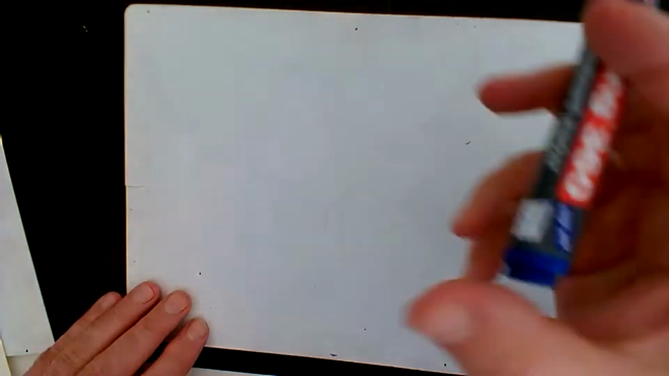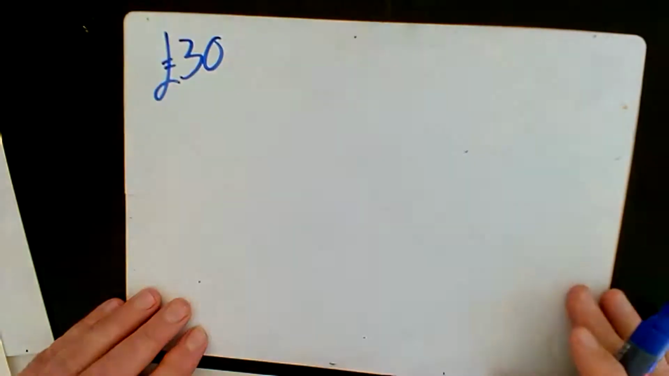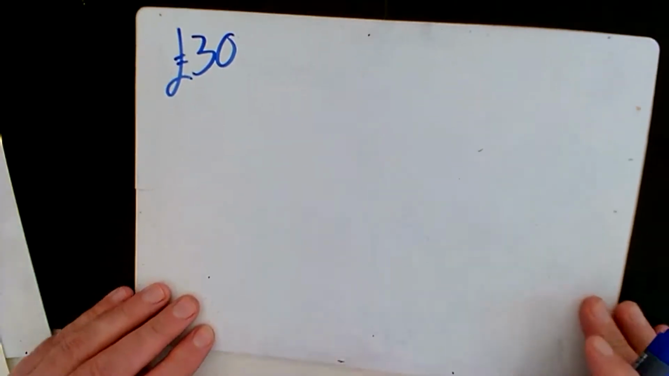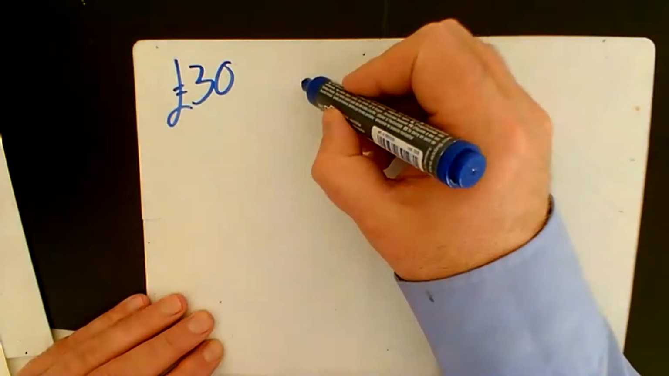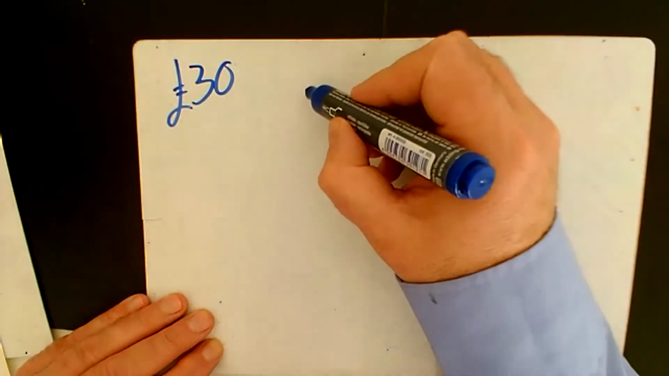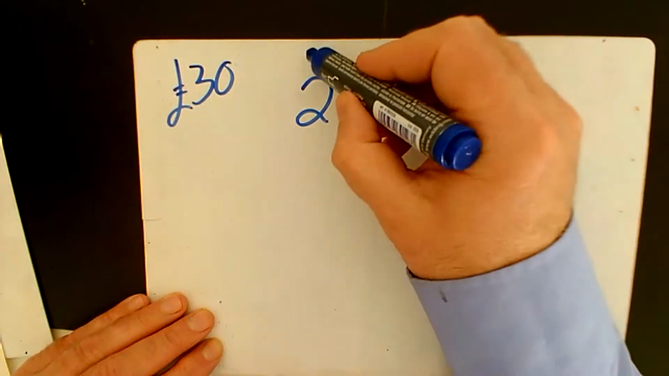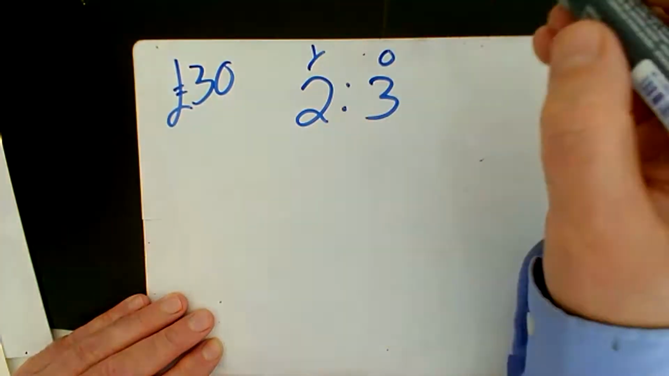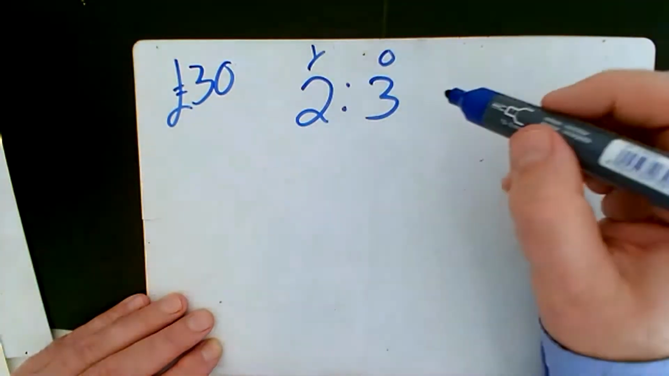Let's have a look at this one now. I had £30 and I wanted to share this between my children. One is older than the other one, so I wanted to give the older one a little bit more, so I'm going to share it in a ratio of 2 to 3. There's the younger one and there's the older one.